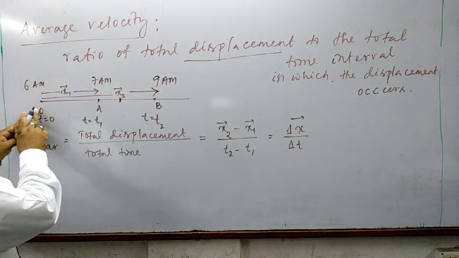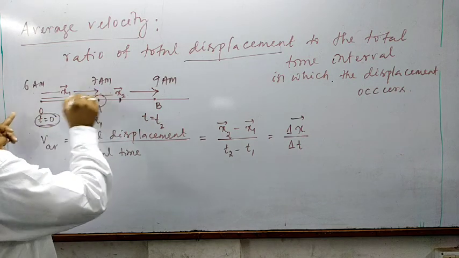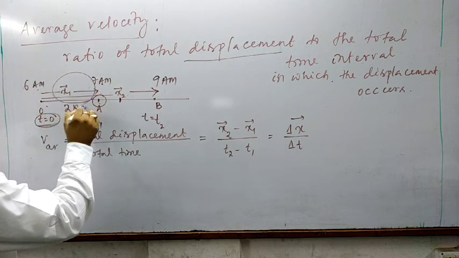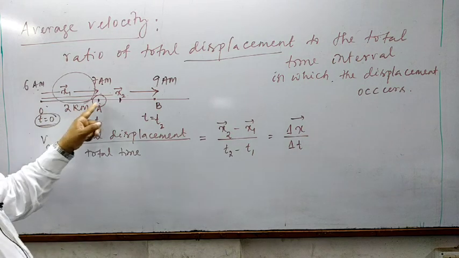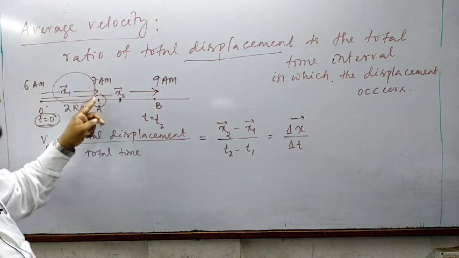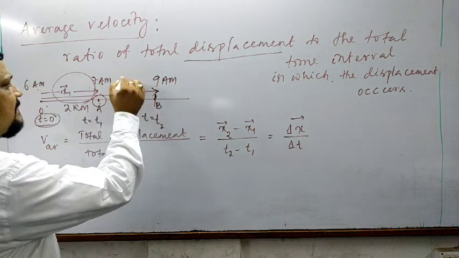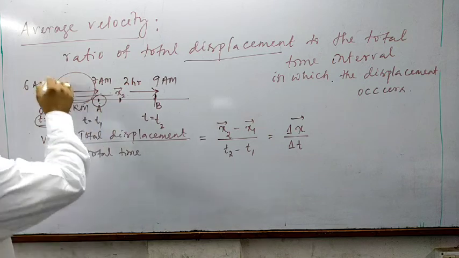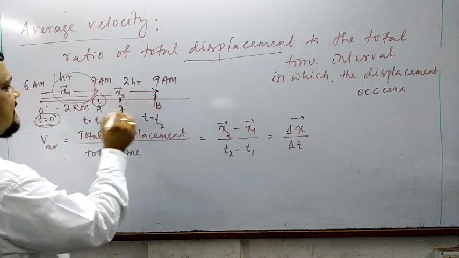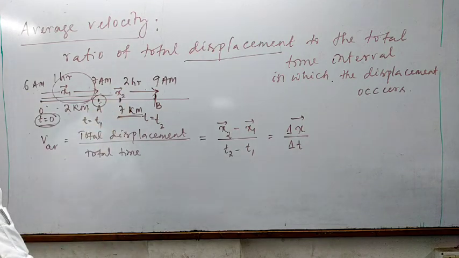So at 6 a.m. you start, so I will consider this time as 0. You cover your friend's home in 1 hour. Suppose this distance is 2 kilometers. After covering 2 kilometers in 1 hour, you meet your friend, and then after that you go to the market. Then you reach the market at 9 a.m. So in this 1 hour you cover 2 kilometers. But from your friend's home, the market is at 7 kilometers. So in these 2 hours, you cover 7 kilometers.